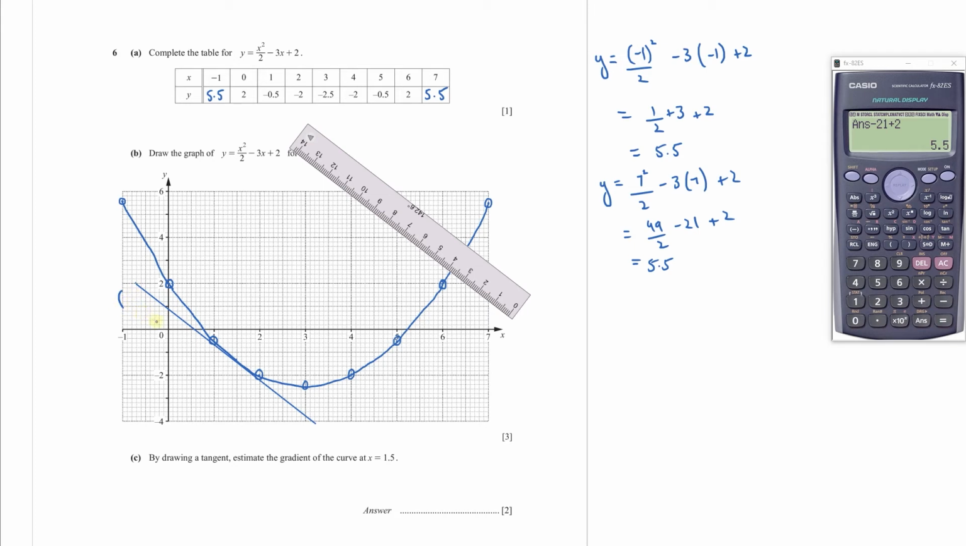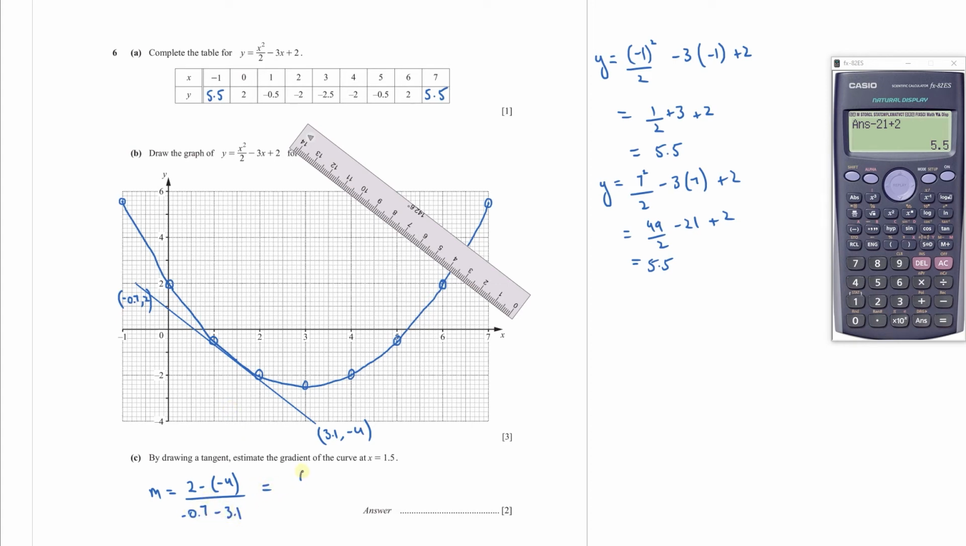So the x coordinate is minus 0.5, minus 0.6, minus 0.7. So minus 0.7, and the y coordinate is 2. And if you look at this point, the x value is almost 3.1 and the y value is minus 4. So this is minus 4. So to calculate the gradient, y2 minus y1, so let's take these, 2 minus minus 4, divided by x2 minus x1, which is minus 0.7 minus 3.1.